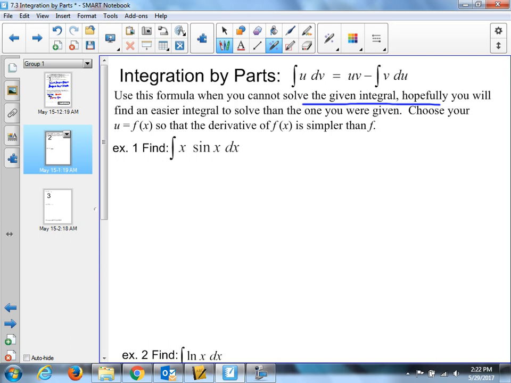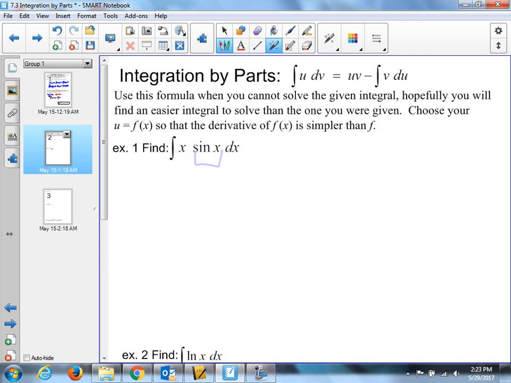Hopefully you'll find an easier integral to solve than the one you were given. If it's tougher, that's no good. So choose your u equals f of x so that the derivative of the function is simpler than f. Now, you've got two choices for the function. Is it this or is it this? Well, I can't see any substitutions that work for this.